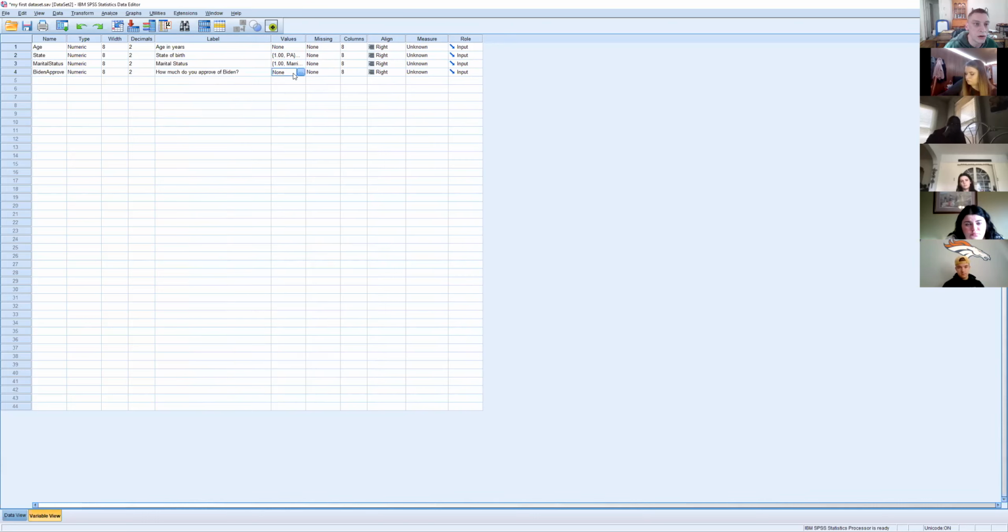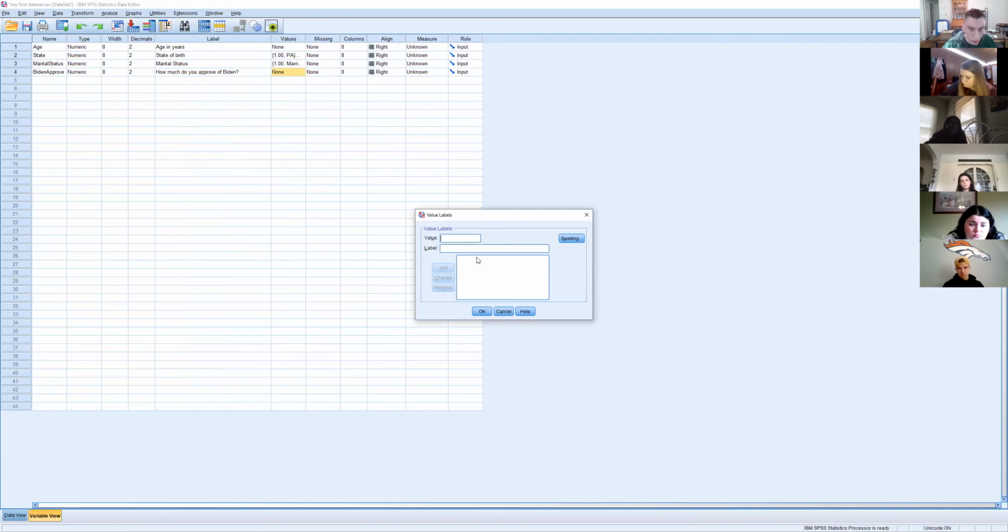Then we're going to code this in a typical Likert style. So you want to go ahead and click this, and we'll say 1 is strongly disagree, add. 2 is just disagree, add. 3, typically there's a neutral spot on Likert style items, add. 4 would be agree, and 5 would be strongly agree.